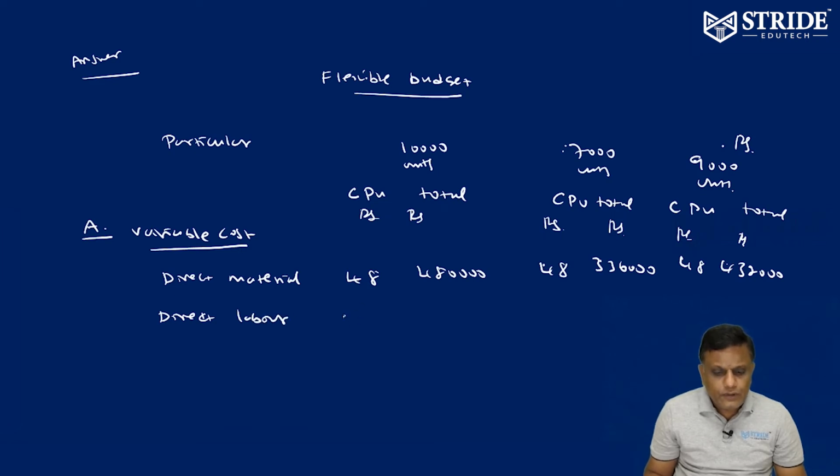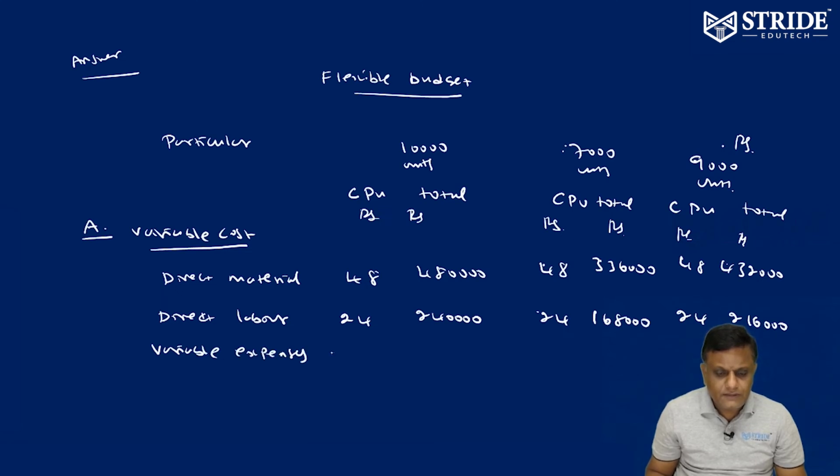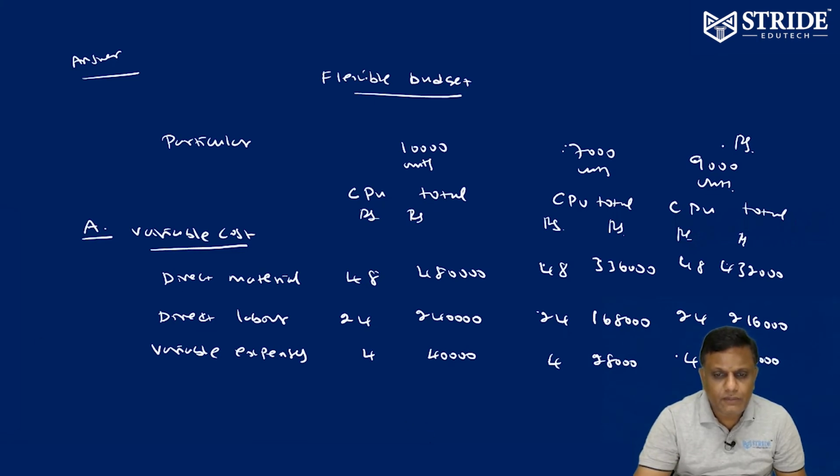Next, number 2, direct labor. Direct labor 24 per unit. So 2,40,000. 24 per unit, 1,68,000. 24 per unit, 2,16,000. Direct labor. Next, variable expenses, 4 per unit. 10,000 into 4, 40,000. 4 per unit. 7,000 into 4, 28,000. 4 per unit. 9,000 into 4, 36,000. Variable expenses.